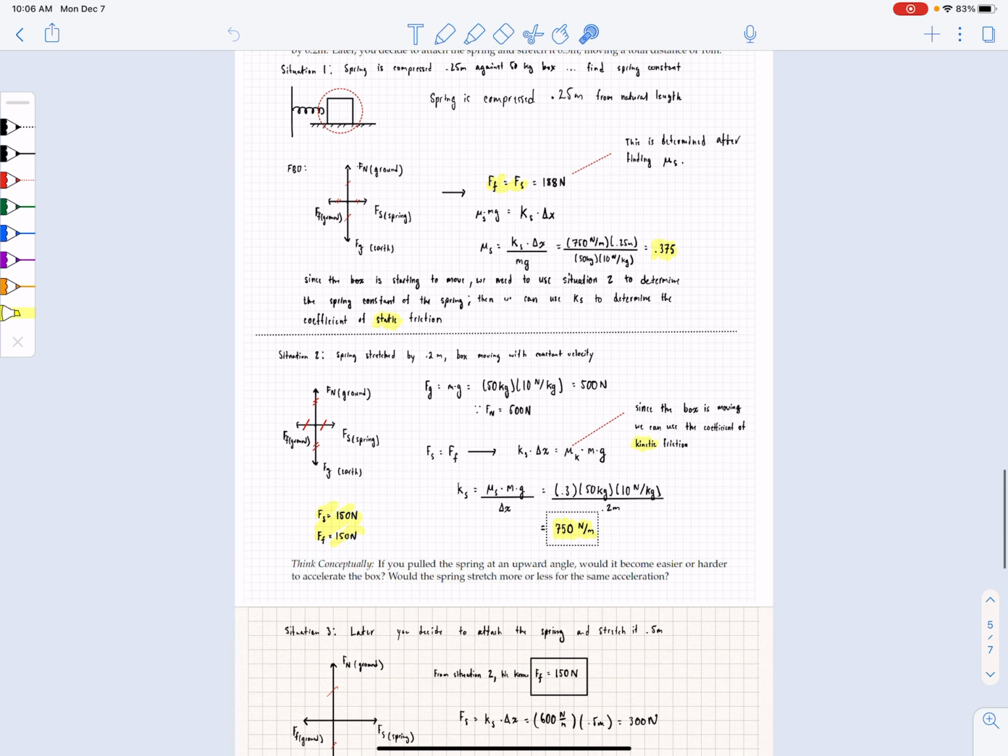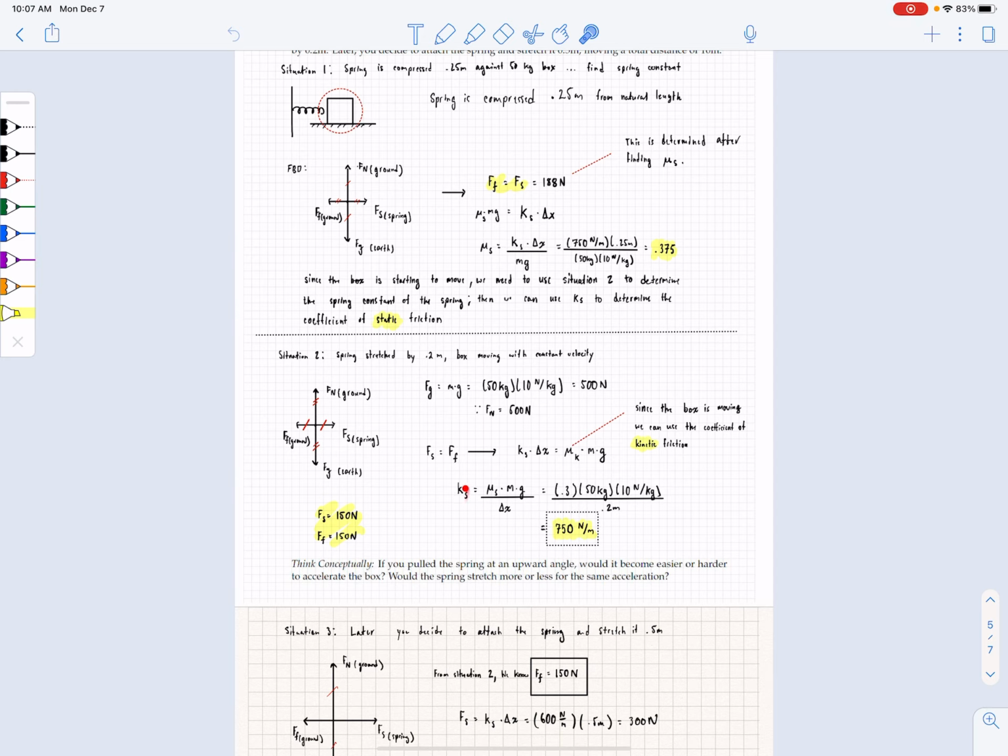strength of the Earth. And so we can calculate the spring constant of the spring, K sub S, and we can calculate that to be 750 newtons per meter. So that's telling us how strong the spring is. For every meter that the spring is stretched, it's going to exert 750 newtons of force, okay?